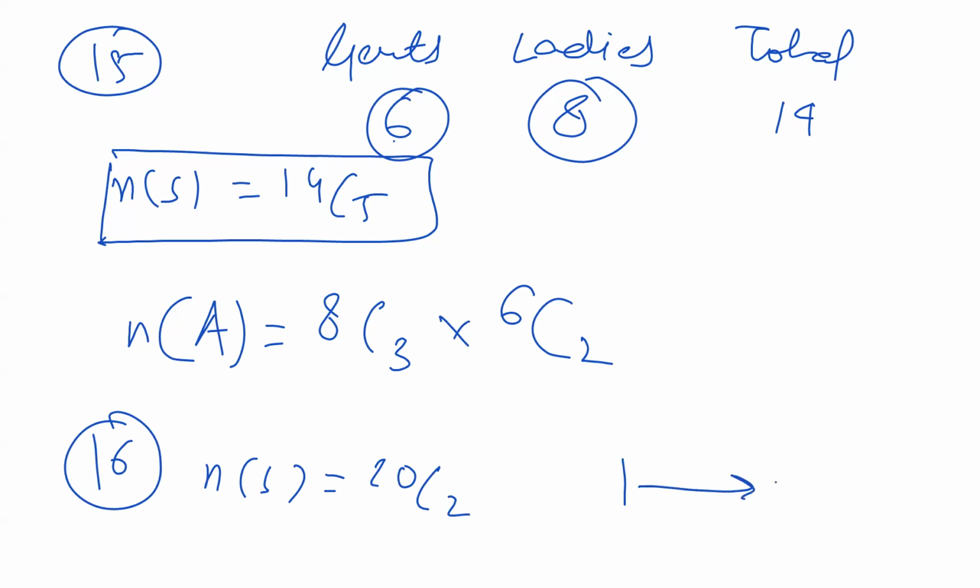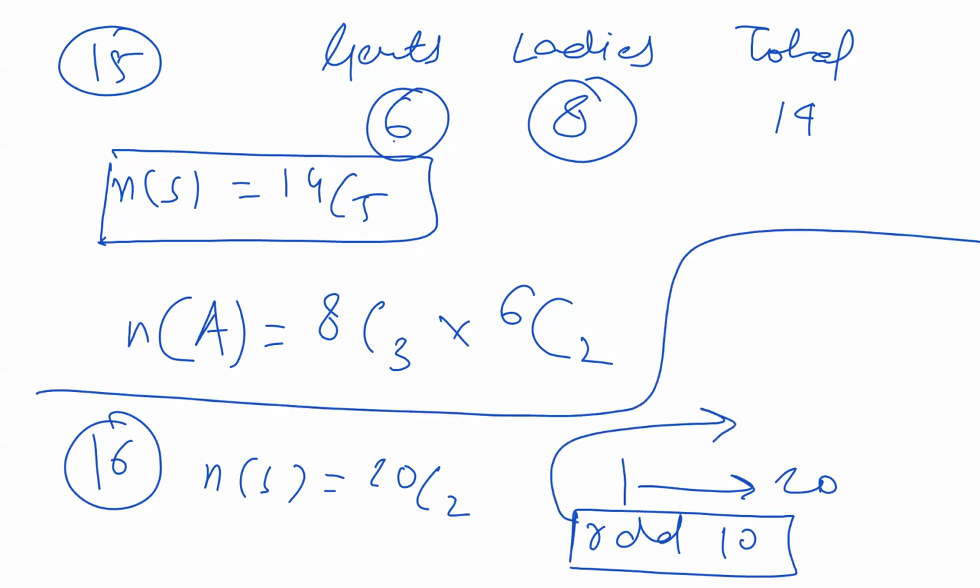From 1 to 20, there are 10 odd numbers. So n of A, both the tickets should be odd. Out of 10, we require any two. From 10 odd numbers, we require any two odd numbers because both should be odd. So n of A is equal to 10C2, so P of A is equal to n of A upon n of S.